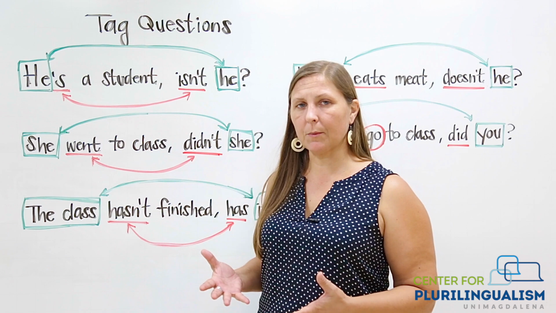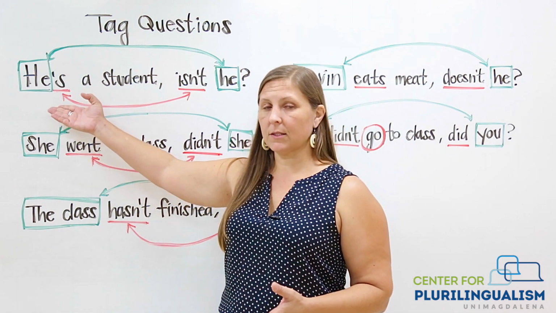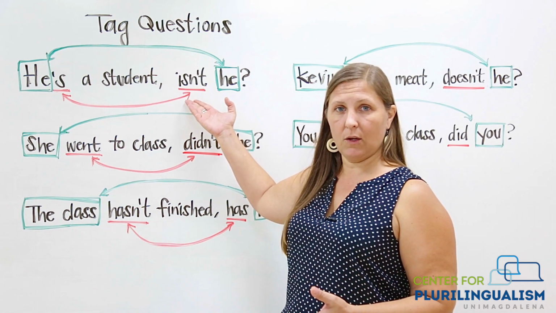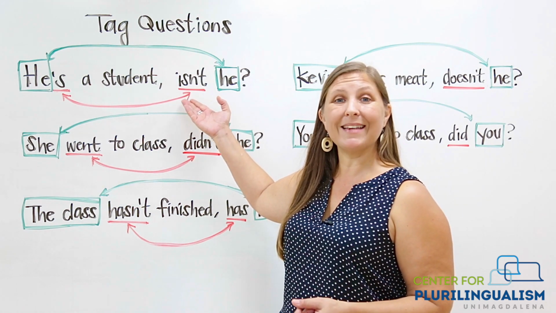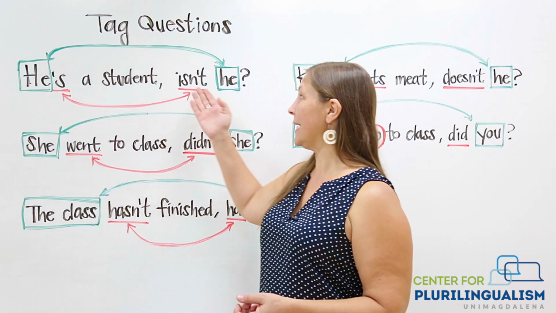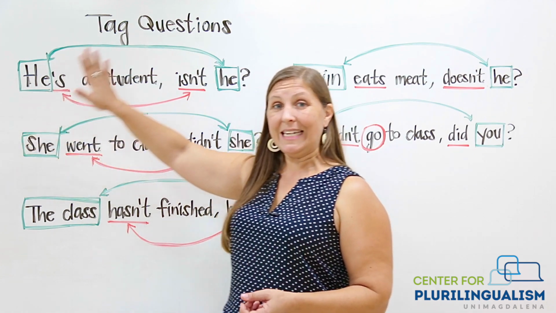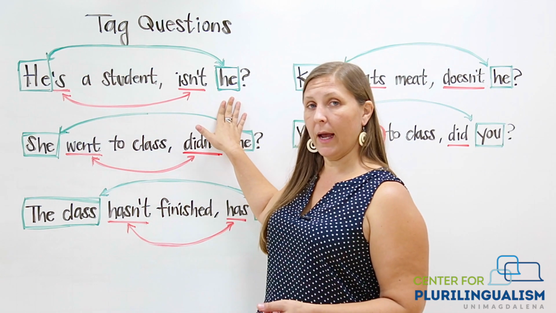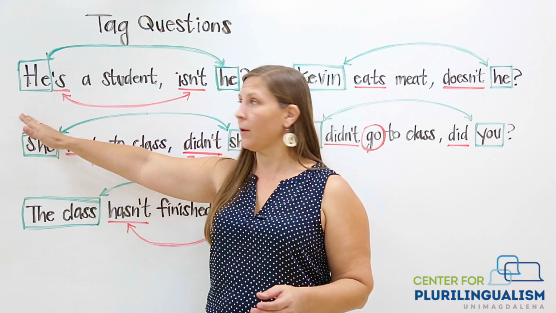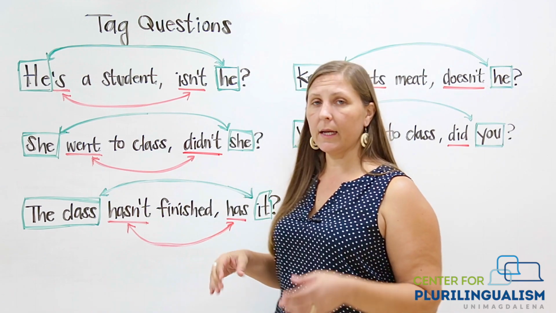So here's an example in present tense. When the verb is to be, he is, a student, that then becomes the verb in the tag question, okay? And it becomes negative. So if it's positive here, negative here. He's a student, isn't he? Whatever the subject is, that needs to be replaced with a pronoun in the tag question. So for example, he is already a pronoun, so we just place that in the tag question, okay?